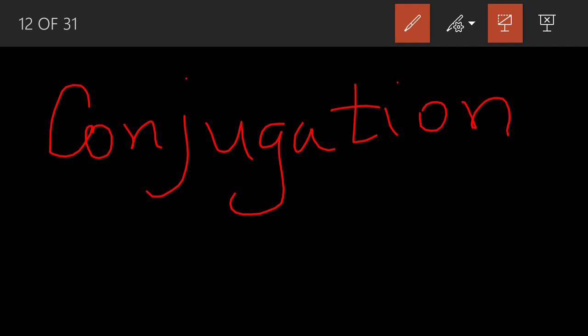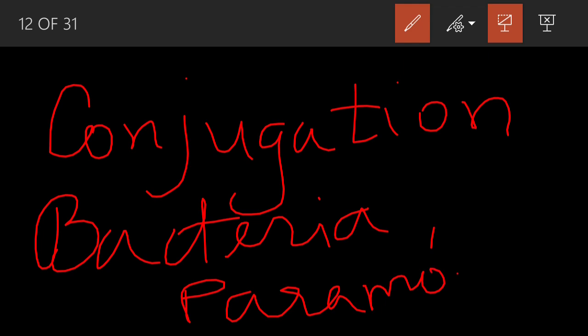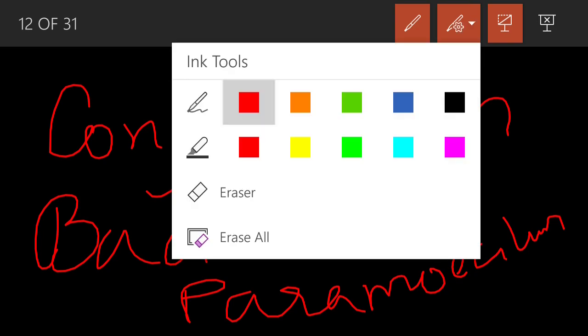So this can be seen in bacteria as well as some protozoans, for example paramecium, right, and some of the lower organisms. Today we will discuss these two, that is bacteria and paramecium, right? Now let us begin with paramecium and bacteria.